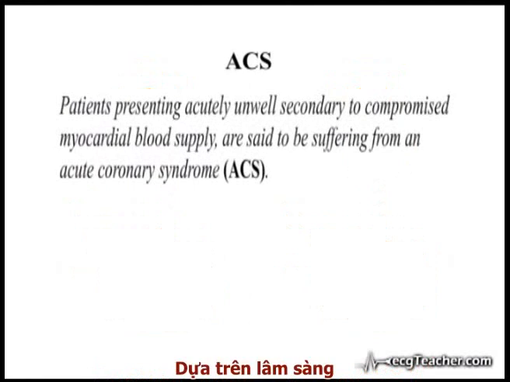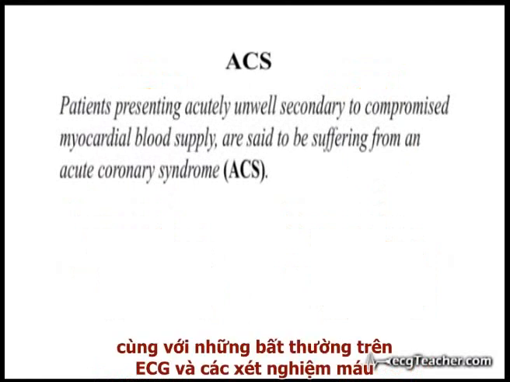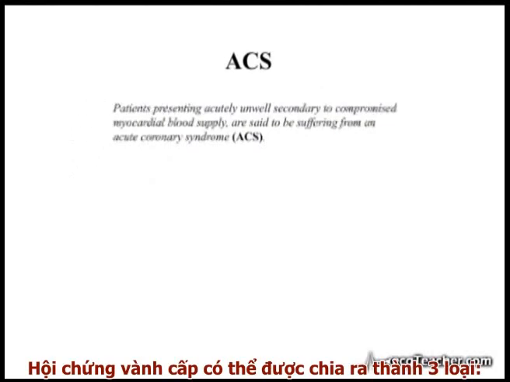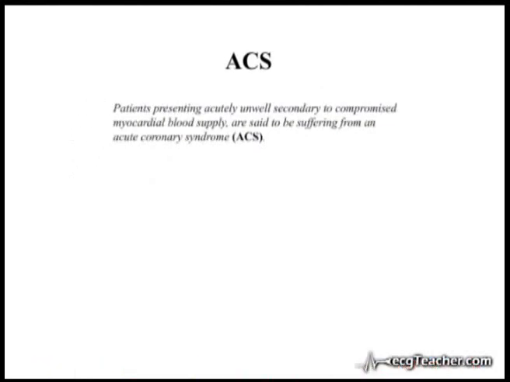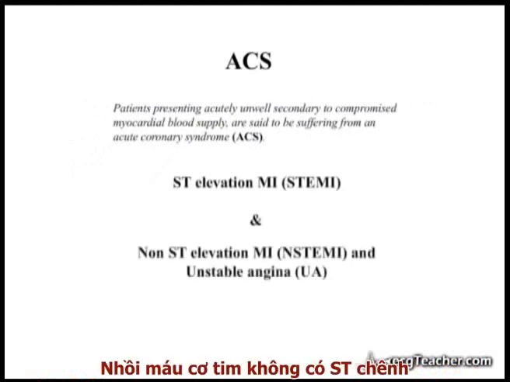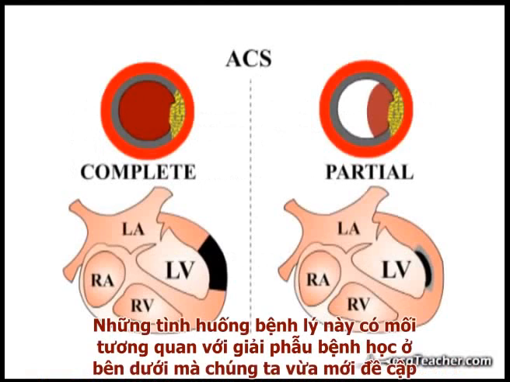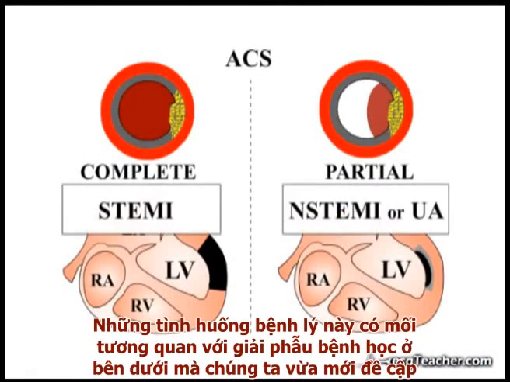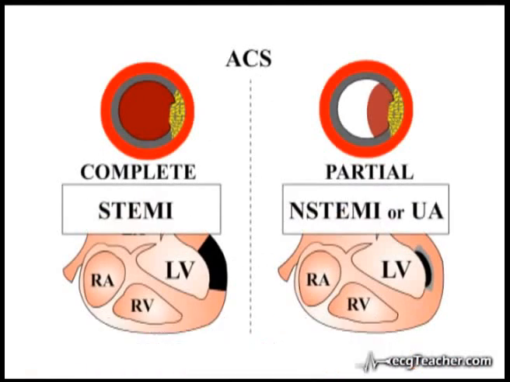Based on clinical findings, ECG abnormalities, and blood test analysis, acute coronary syndromes can be divided into three categories: ST elevation MI, non-ST elevation MI, and unstable angina, which, as you will now learn, broadly correlate with the underlying pathological findings we've just outlined.